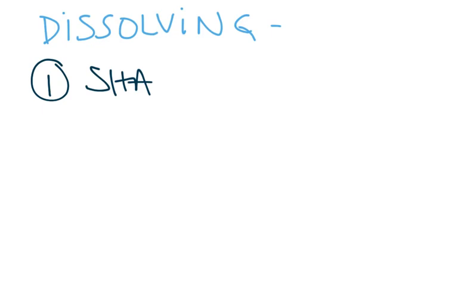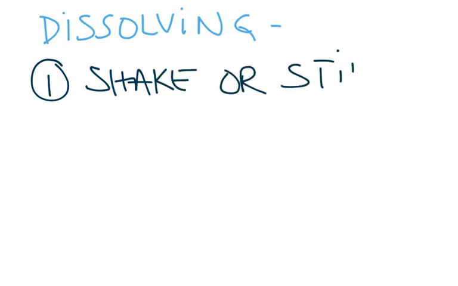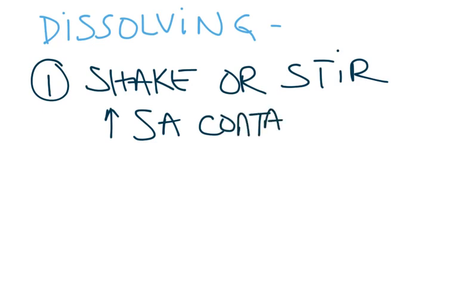Way number one is you can shake it or stir it. If you shake or stir something, it will dissolve faster because you are actually increasing the surface area contact between the solute and the solvent. Okay, you're making it so you're literally spreading the solute out and letting more of the water kind of get up there in the middle of it.